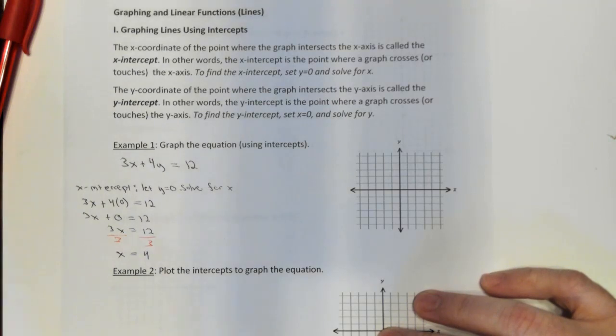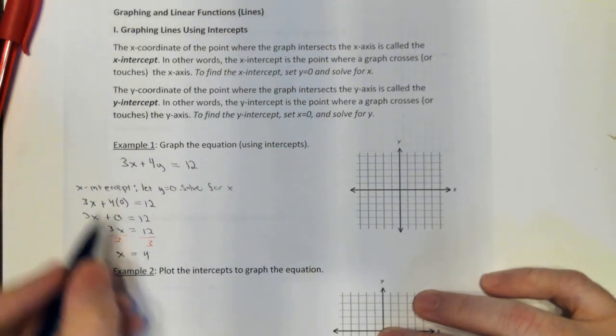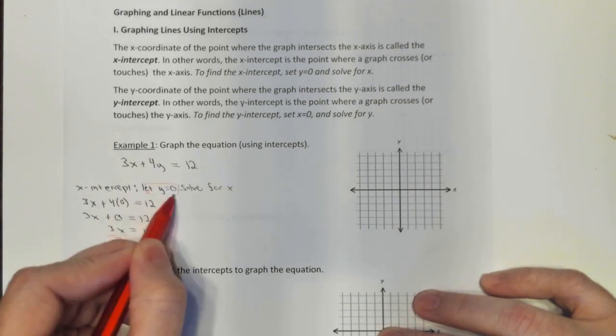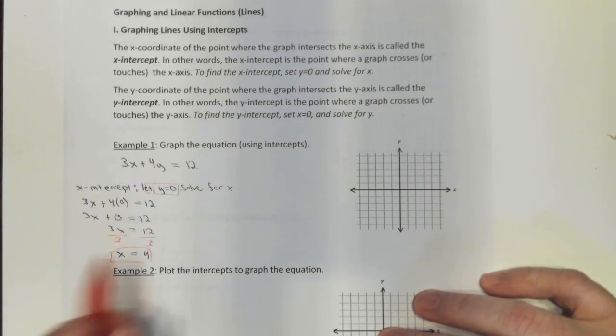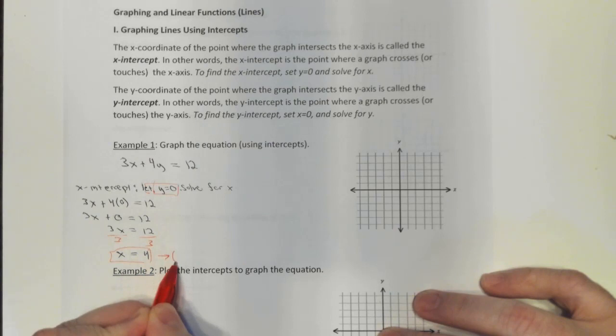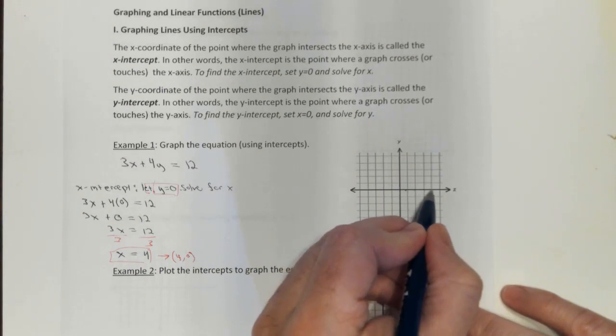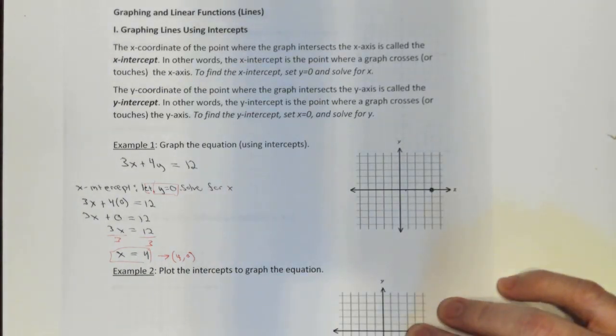So if x equals 4, and earlier we said that y was 0, then that's the ordered pair 4, 0. So 1, 2, 3, 4. Okay.